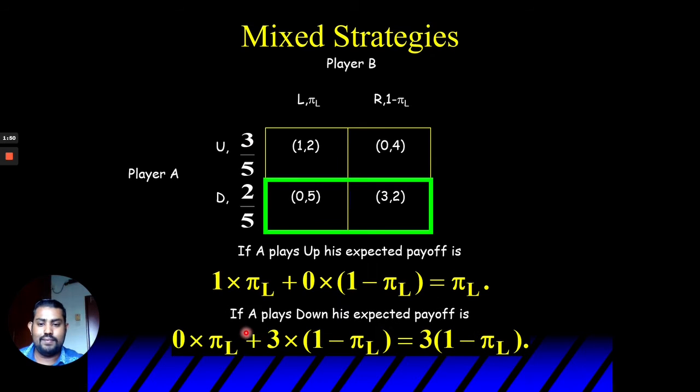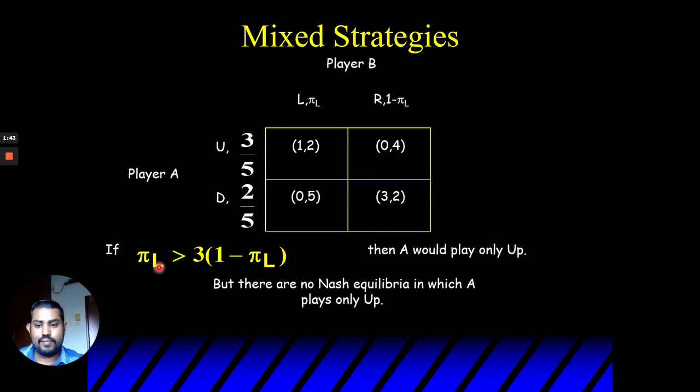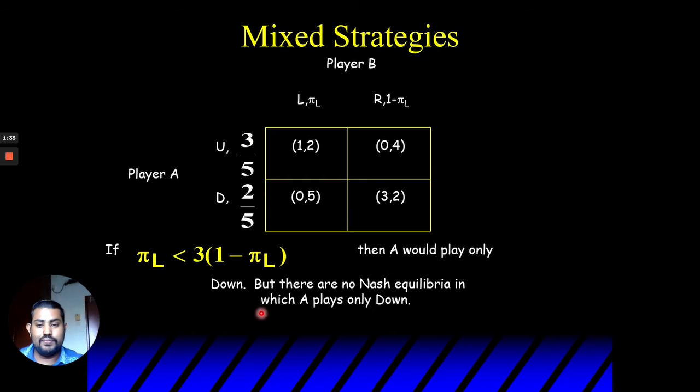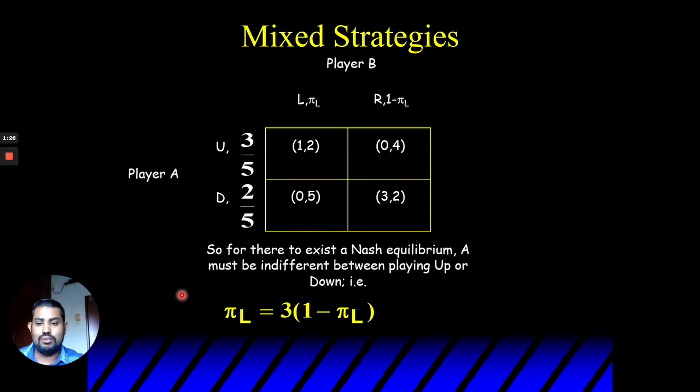Do the same thing for playing down: the expected payoff of playing down is 3 times (1 minus pi L). If pi L is more than that, then A will play only up, but in this case there is no Nash equilibrium in up. So we look at the next possible strategy. If A plays only down, there is also no Nash equilibrium where A plays down, so finally we make it equal. And from here we know that pi L is equal to 3 over 4.